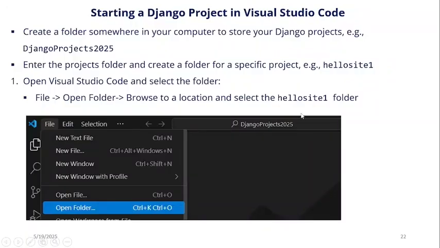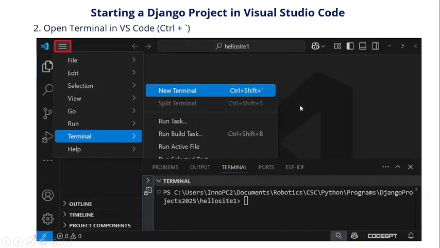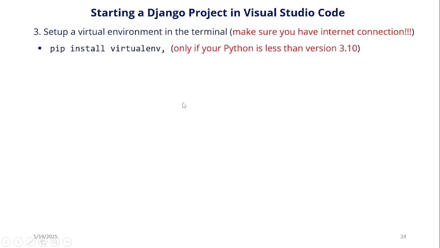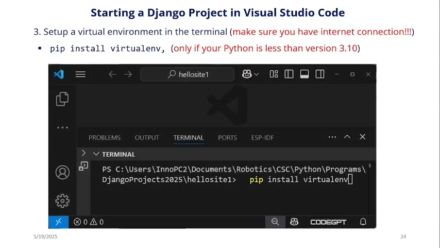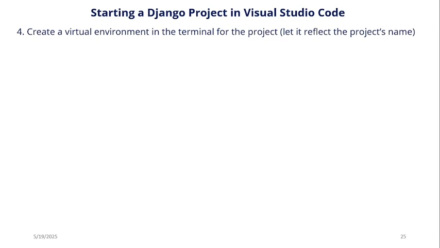So we selected the Hello Site 1 folder and we are inside it. Then we open the terminal. This is the process by which I open the terminal. What we are going to do now is to set up a virtual environment. Make sure you have internet connectivity when you are doing this. Now, if the Python that was installed on your system is less than 3.10, then you need to do pip install virtualenv. But if your Python is greater than 3.10, you don't need to do that. My Python is greater than that, so I'm going to overlook that.